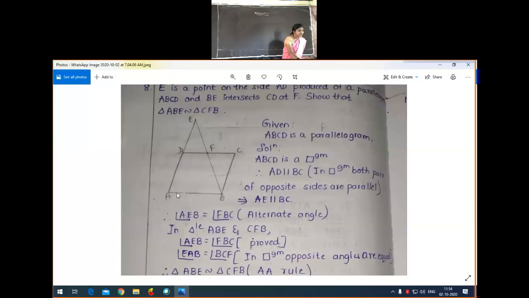Next, angle A. Angle EAB is equal to angle BCF. Look here, this step may confuse some people. EAB is equal to BCF. How do we take this? Very simple, because ABCD is a parallelogram, and in a parallelogram opposite angles are equal. Angle A is covered in this triangle, and angle C is covered in this triangle. Clear? So this angle is equal to this, because in a parallelogram opposite angles are equal.